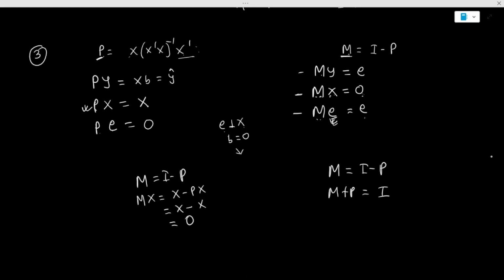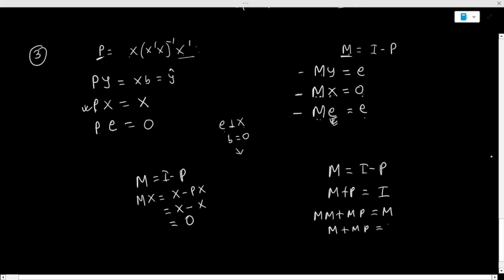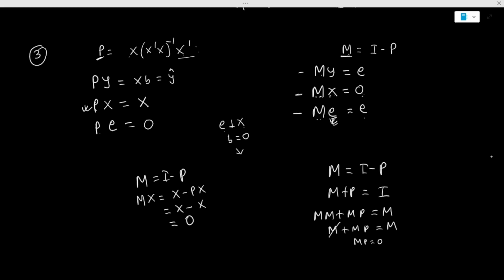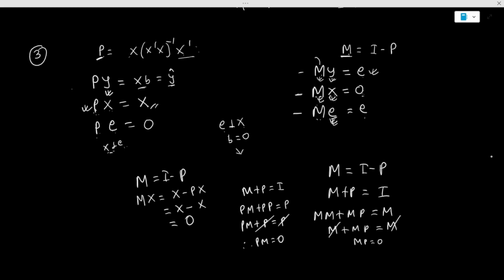First of all, let us pre-multiply both the terms by M. M, that is the error maker matrix, is an idempotent matrix, so this is again equal to M plus MP, which is equal to M, and this expression is true only when MP is equal to 0, because M on the left and MP on the right cancel out. Now let us pre-multiply both the sides by P. Again the projection matrix is an idempotent matrix, so this is equal to P. If we regress x on x, then we are not going to get any error.